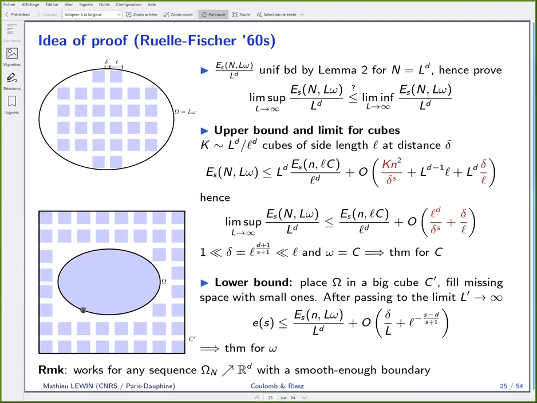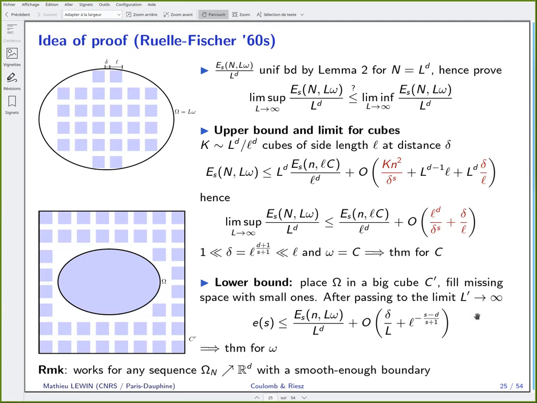So now you take your big omega, and what you do is you take a very large cube, essentially of volume comparable to omega, and you fill the missing space with small cubes. Okay, so here is your omega. Inside omega, you put your optimal positions, which you don't know. You fill the missing space with the smaller cubes. And then you do the same kind of estimates. And that will show you that the limit for small cubes is actually a lower bound to the limit for omega if you write everything carefully.